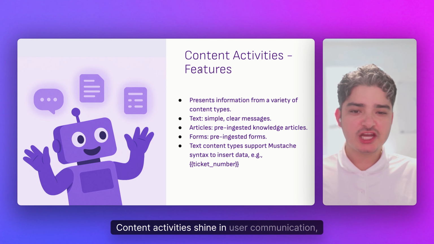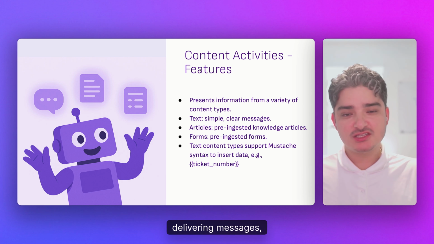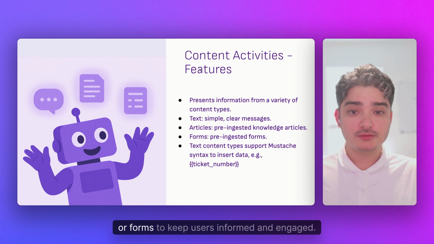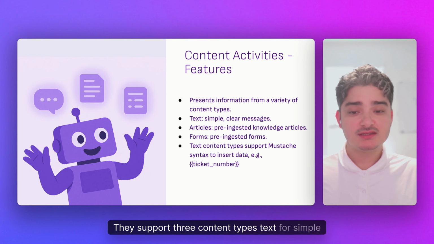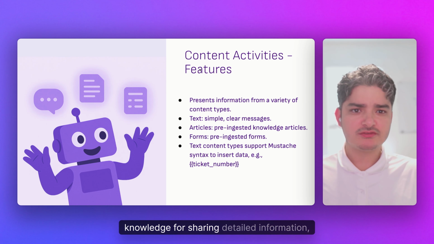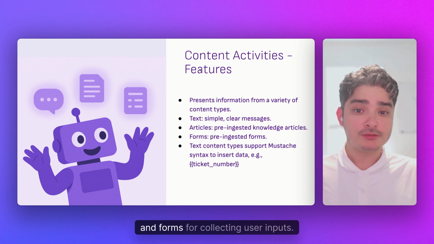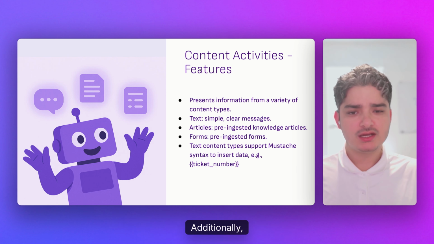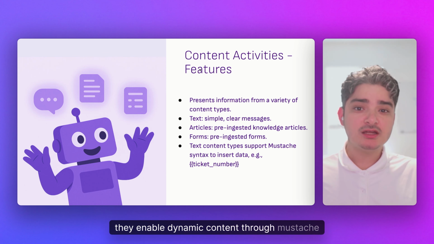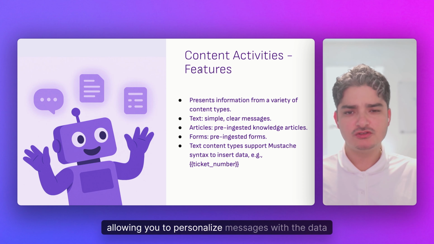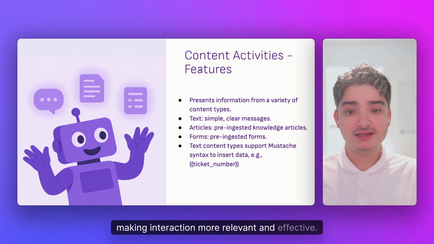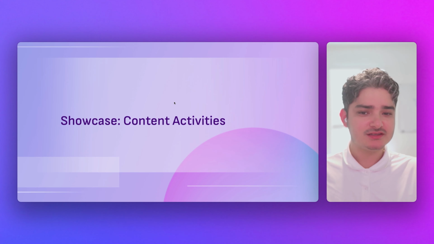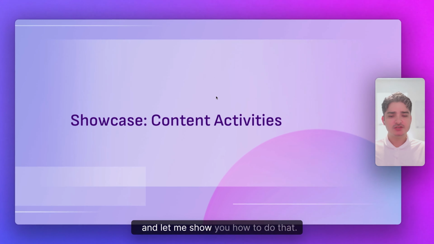Content activities shine in user communication, delivering messages, knowledge articles, or forms to keep users informed and engaged. They support 3 content types: text for simple communication, knowledge for sharing detailed information, and forms for collecting user inputs. Additionally, they enable dynamic content through mustache syntax, allowing you to personalize messages with data from the data bank, making interaction more relevant and effective. Content activities are straightforward to set up, just like action activities. So let's head to the Agent Studio app and let me show you how to do that.